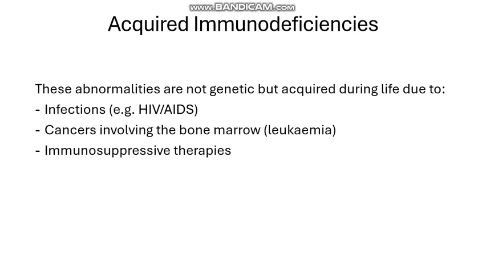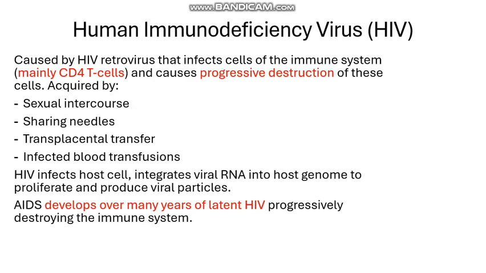So the bone marrow is very important to the immune system. If it gets damaged through cancer, then you're going to be immunosuppressed because you're not going to have as many of these immune cells being produced. And also immunosuppressive therapies like chemotherapy, which damage these cells of the immune system.